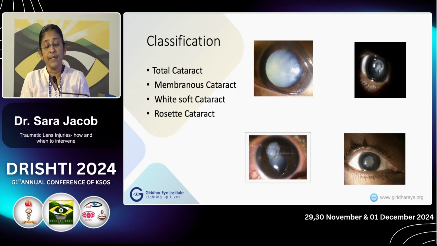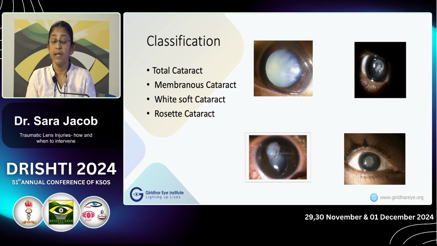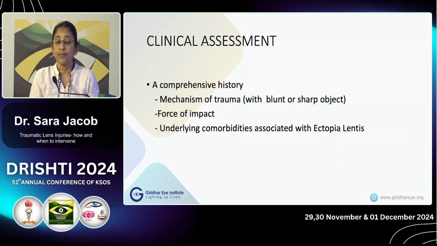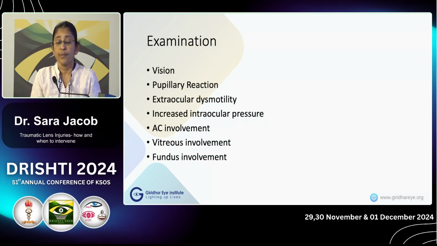Overall, the classification can be done as a total cataract, membranous cataract, white soft cataract where the anterior capsule is ruptured, and a rosette cataract. The clinical assessment should include a comprehensive history regarding the mechanism of trauma, the force of impact, and if it is a mild trauma, there may be ectopia lentis associated with systemic comorbidities like Marfan syndrome.